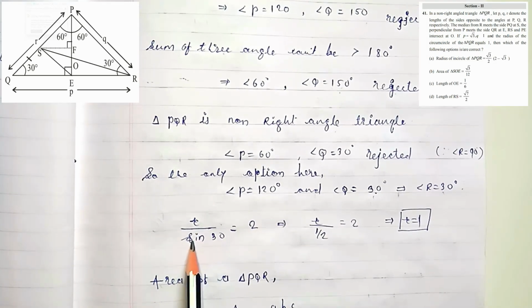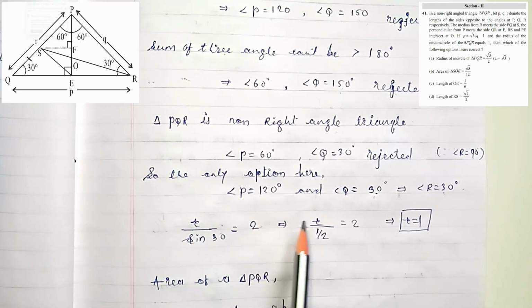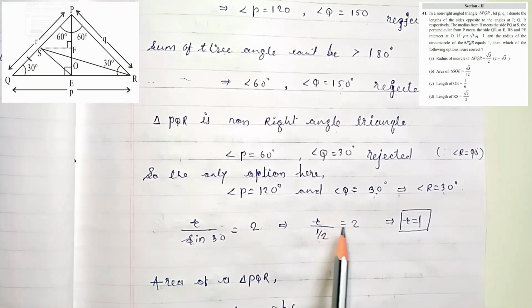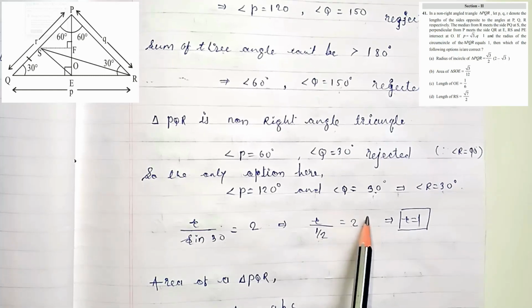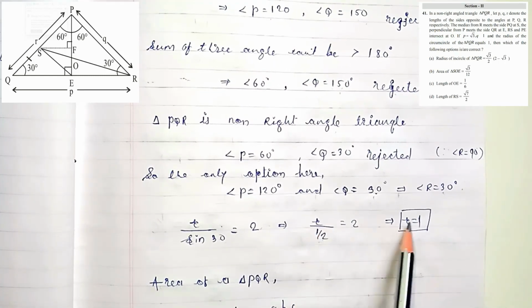So r upon sine 30 equals 2 into 1. Sine 30 is 1 by 2, so the denominator 1 by 2 goes to the other side as a multiplicand. So r gives us a value of 1.